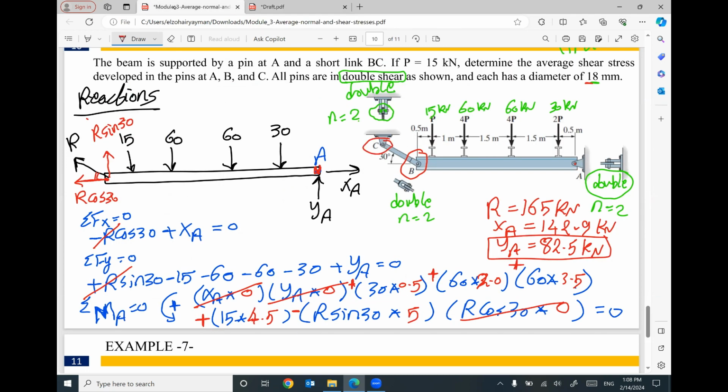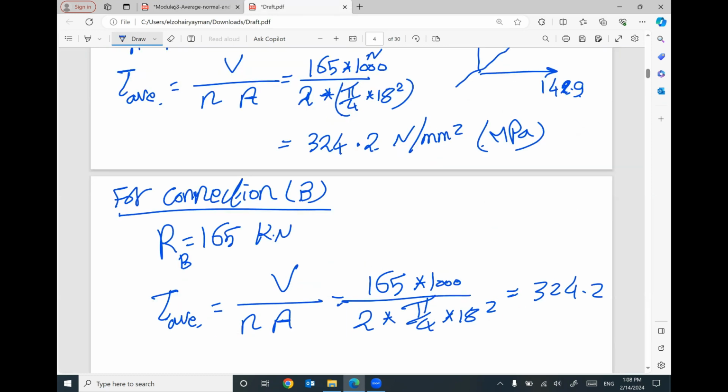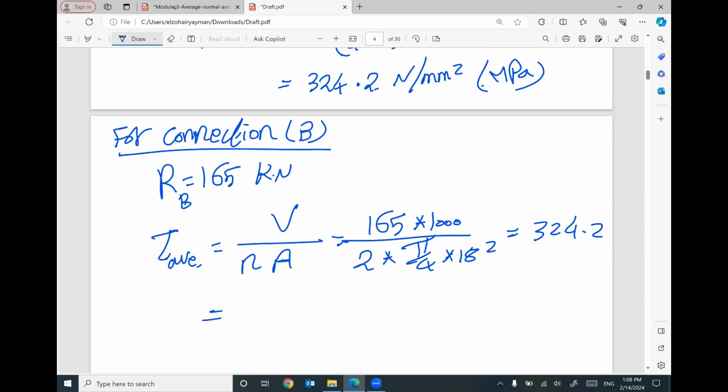For connection C, everything is the same. Connection C connects this member, and the force in this member is 165. So the average shear stress will also be the same for C. This one for B and this one for C will be 324.2 megapascal.